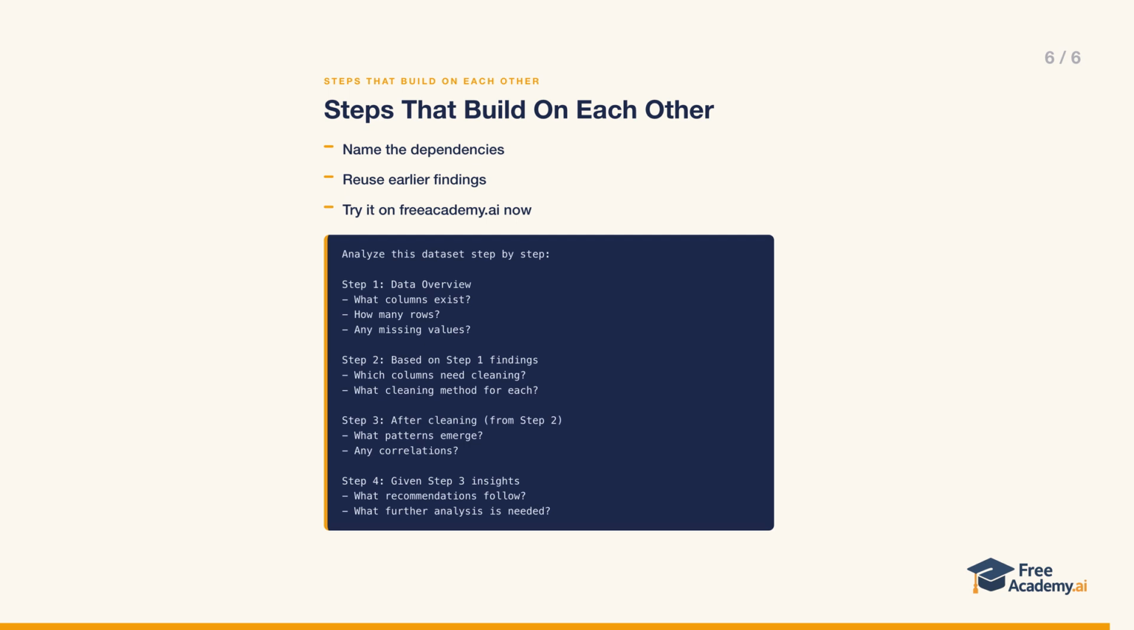Finally, some steps depend on the results of earlier ones, and you can make that dependency explicit. In this dataset example, step 1 is a data overview: what columns exist, how many rows, any missing values. Step 2 then says, based on step 1's findings, which columns need cleaning and how. Step 3 picks up after cleaning to look for patterns and correlations. And step 4, given those step 3 insights, asks what recommendations and further analysis follow. By naming the dependencies, you tell the AI to actually use what it found before, instead of treating each step in isolation.